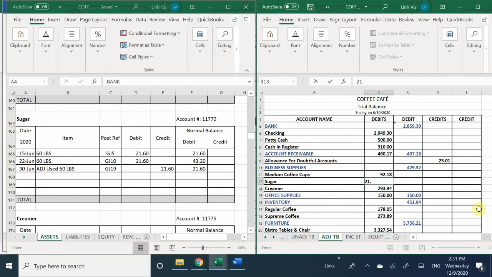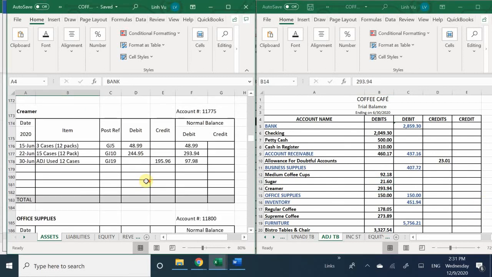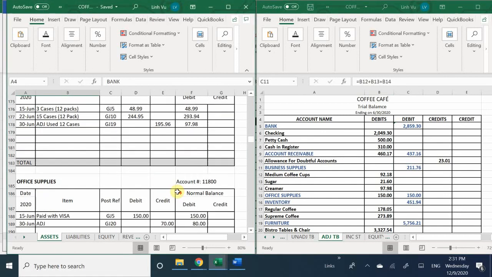$21.60. All right. And then lastly, how much is my creamer? Creamer is now $97.98. Okay. Bringing my grand total to be $211.76. Good. All right. Next is going to be office supplies.